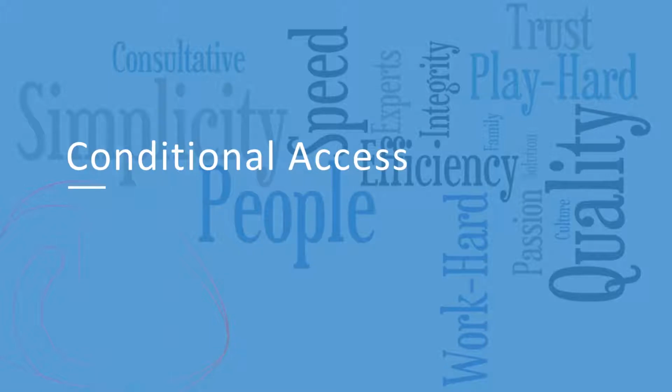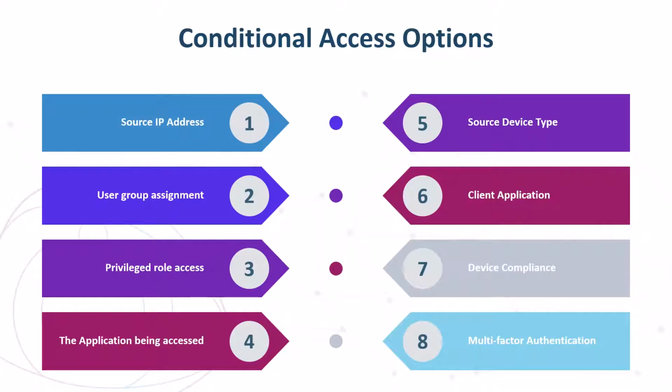Conditional access allows organizations to set up variable access policies depending on a number of attributes. These include the source IP address, user group assignment, device compliance, and the requirement for multi-factor authentication, amongst other things. Conditional access requires that the user has an Azure AD Premium 1 license. This is included in the EMS and M365 E3 plans and above.